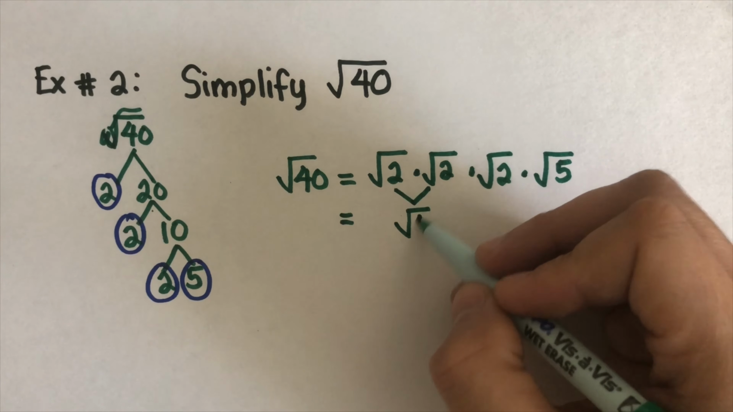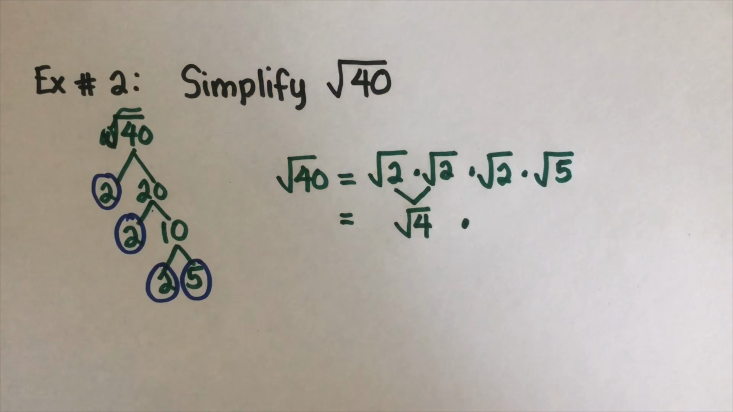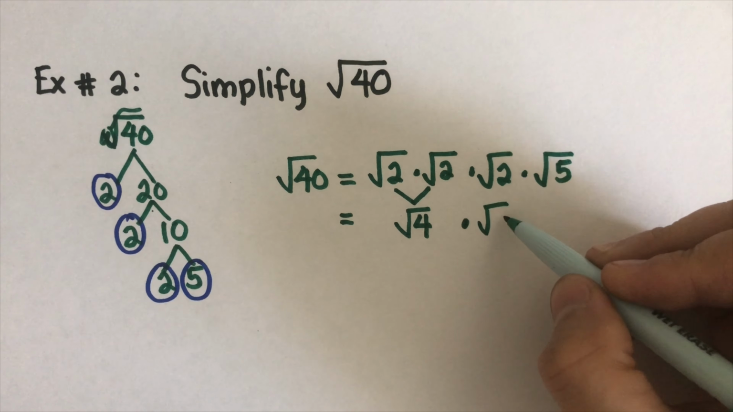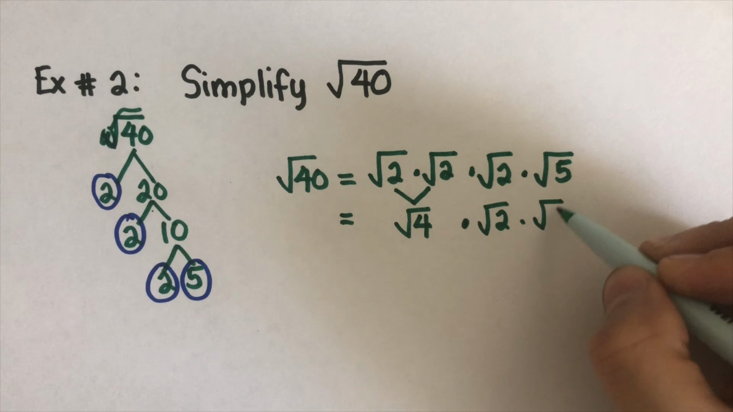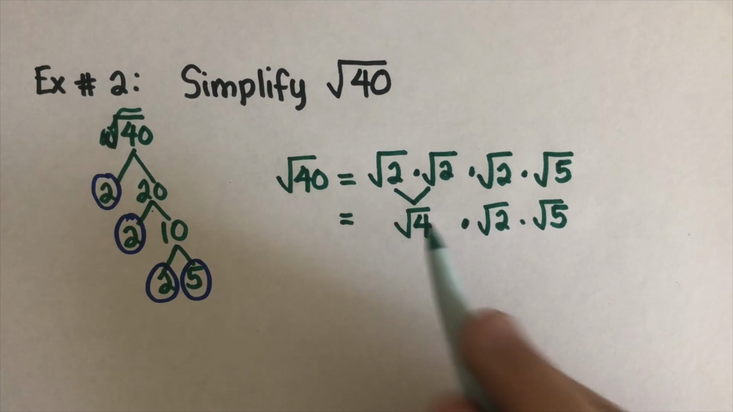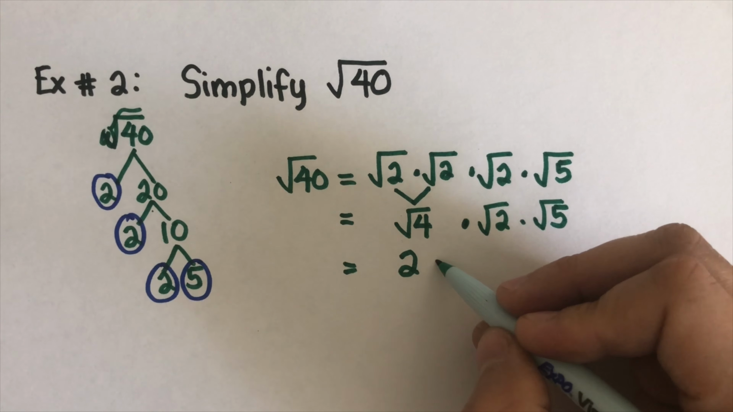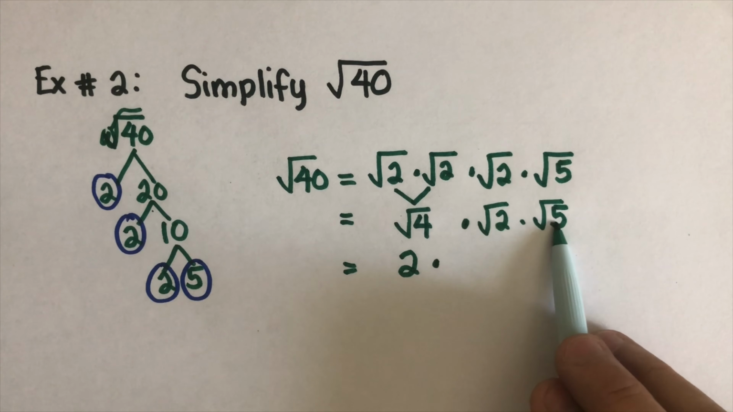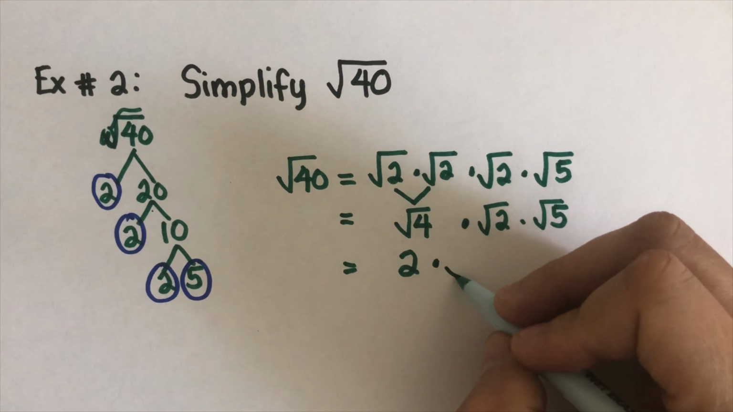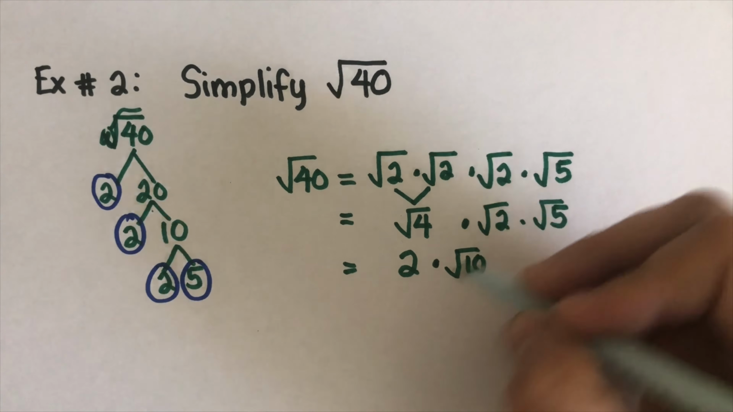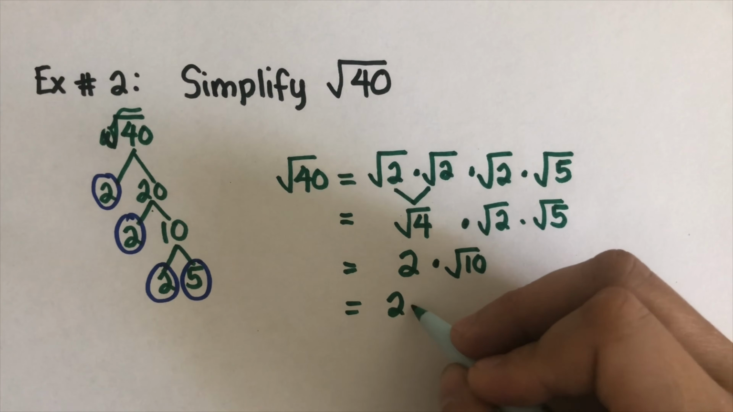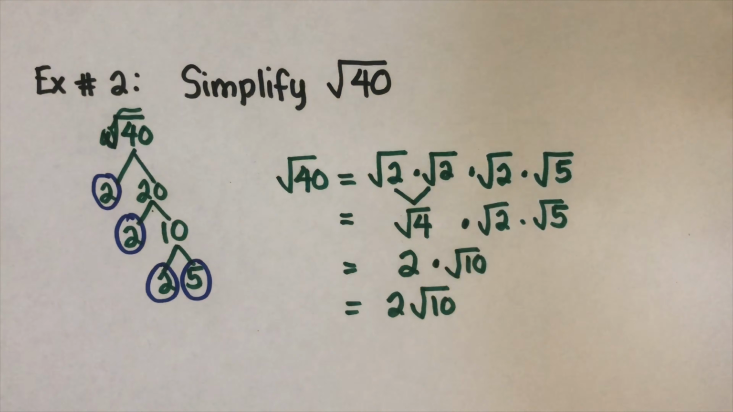2 times 2 is square root of 4 times square root of 2 times square root of 5. So this square root of 4 is actually 2 times, and then we multiply these two together. That is a square root of 10. So then the final answer is 2 square root of 10. Let's move on to example number 3.